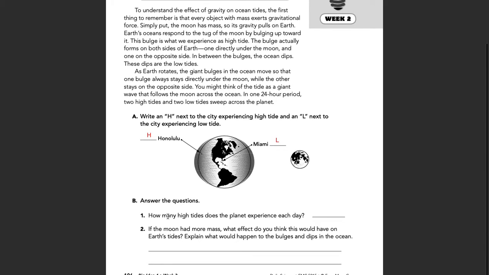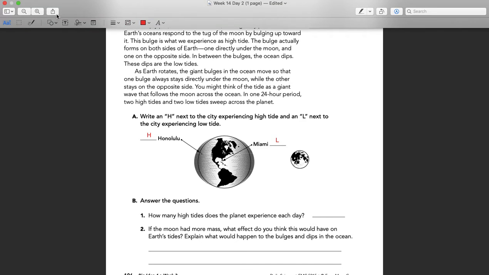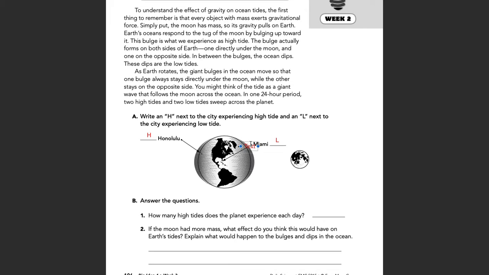Part B, answer the questions. Well, number 1, we kind of just answered that. How many high tides does the planet experience each day? That would be 2. You can refer back to that last sentence in the passage for that.